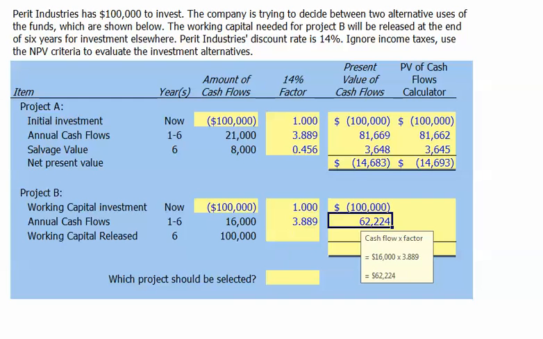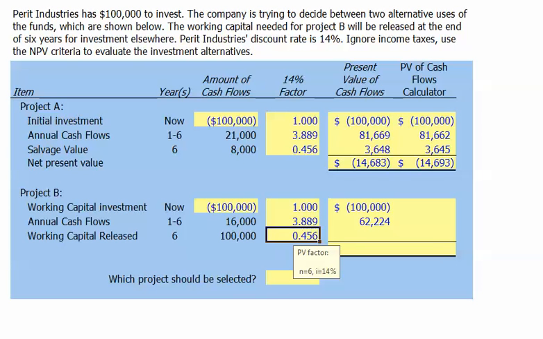Multiplying the two together, we get a present value of our $16,000 a year annuity for 6 years of $62,224. At the end of the project, our working capital will be released, or we will get it back, and we'll have a lump sum cash inflow of $100,000. To find the present value, we go to our present value factor table for a lump sum at 6 years and 14%, and the factor is 0.456.